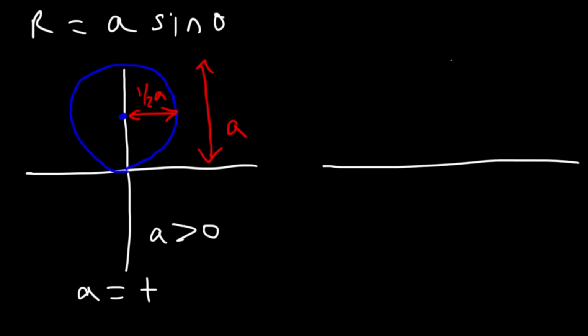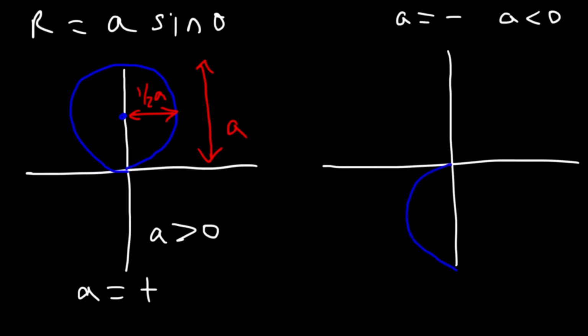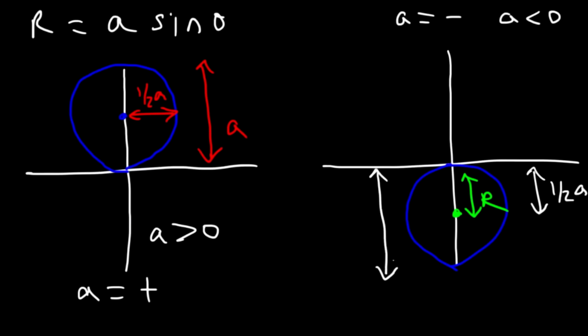Now in the other case, if A is negative, or if A is less than 0, the circle is still going to be centered around the y-axis, but it's going to open in a negative y direction. So it's going to be below the x-axis. And so the radius, as you mentioned before, is just 1/2 of A. And the diameter is equal to A. So let's try some examples.